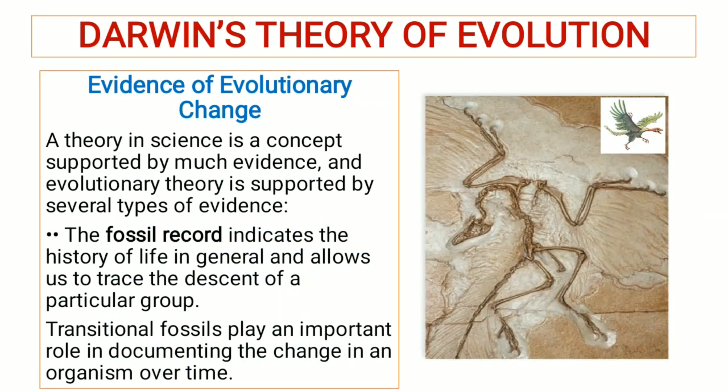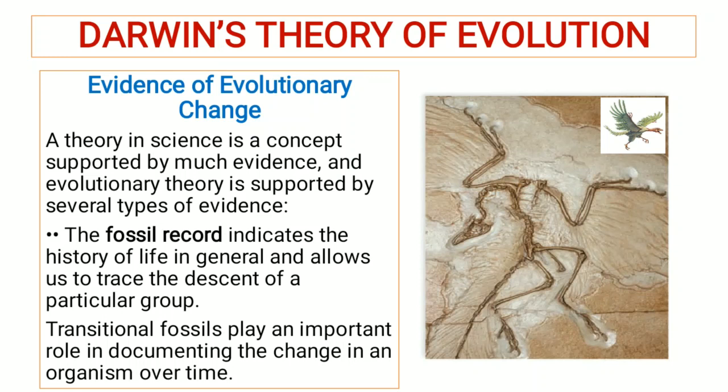So, first of all, what is a theory? A theory is a thoughtful explanation of observations of the natural world, and it has been constructed by using the scientific method, and it must be supported by evidences. So we are going to discuss the evidences of evolutionary change that were presented by Darwin to support his theory of evolution by means of natural selection.